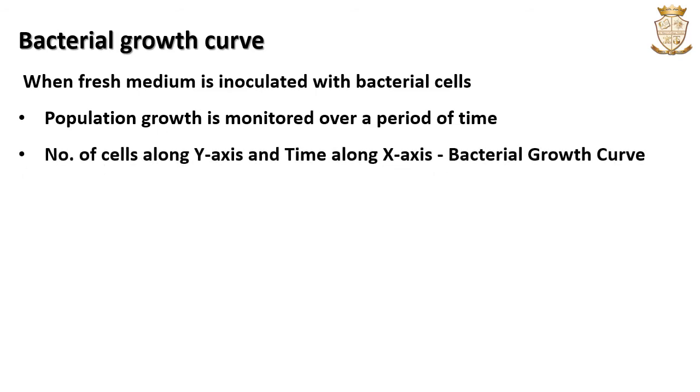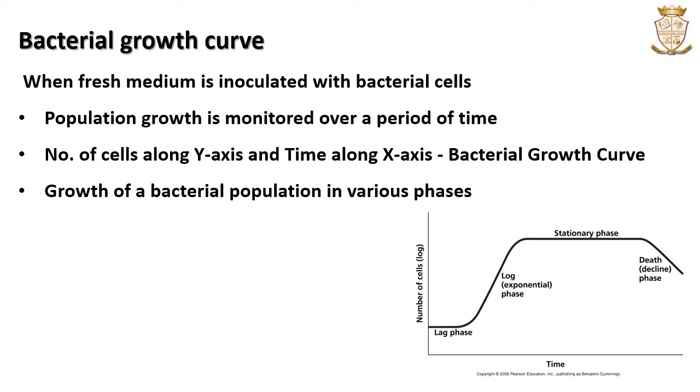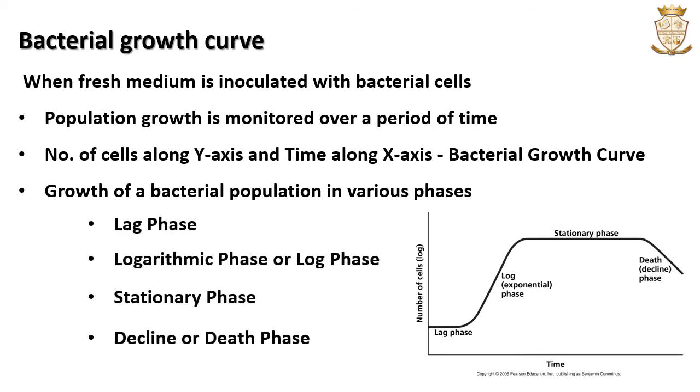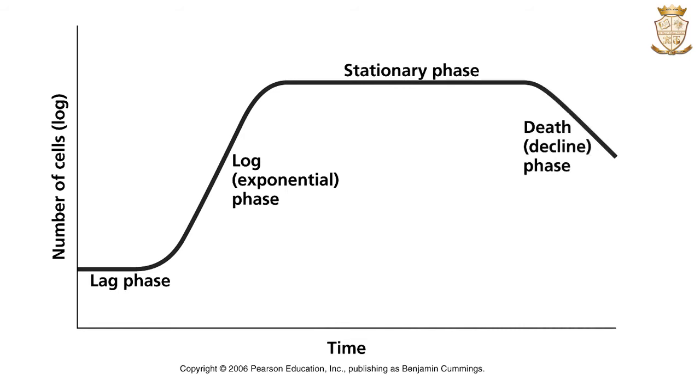Plotting the data by putting the number of bacterial cells along the y-axis and time along the x-axis will yield a bacterial growth curve. A typical bacterial growth curve has four distinct phases: lag phase, logarithmic or log phase, stationary phase, and decline or death phase. So, this is a typical bacterial growth curve.